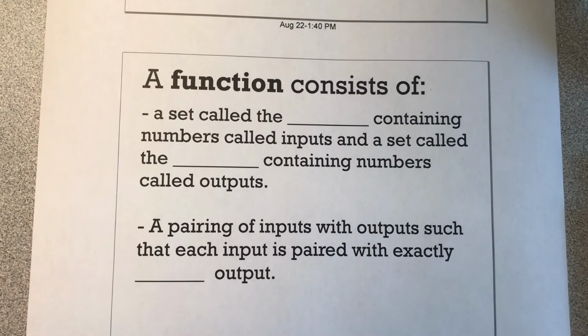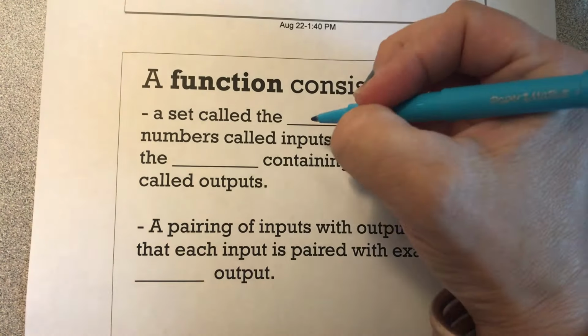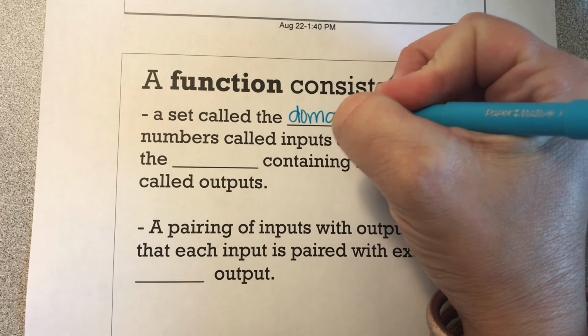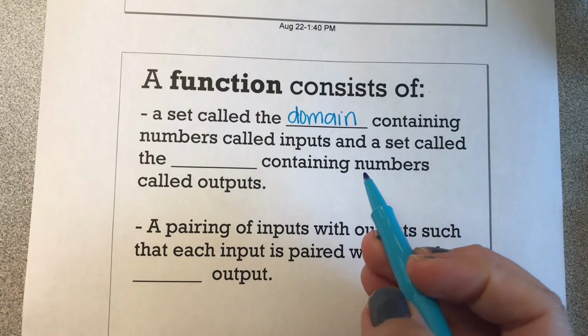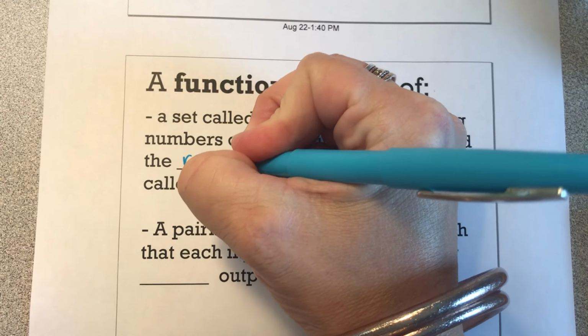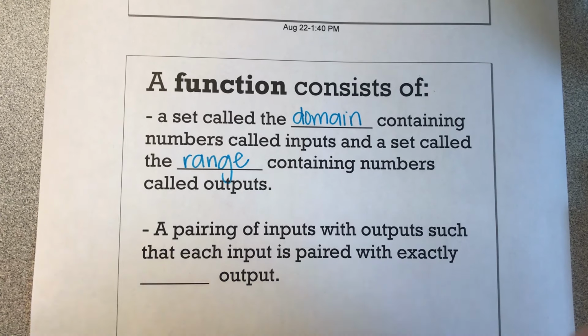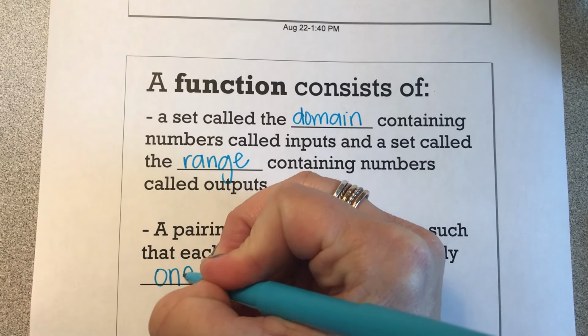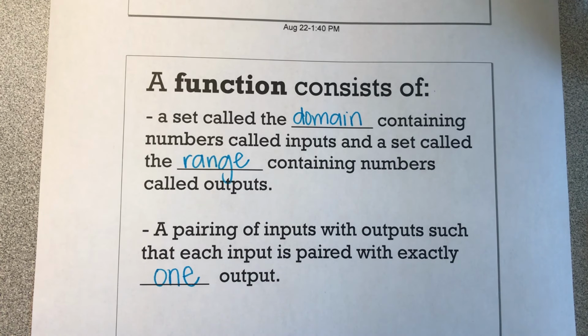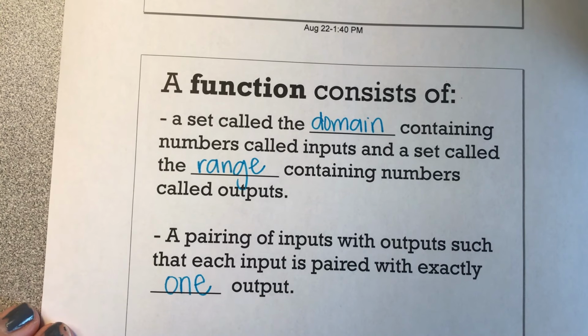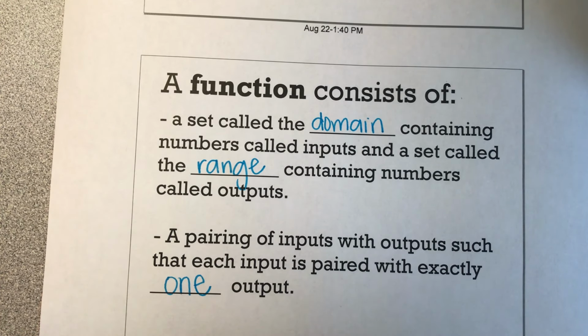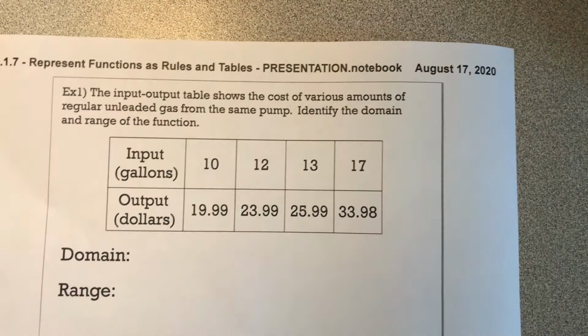Okay, so a function consists of two things: a set called the domain, which is containing the numbers called inputs, and then a set of numbers called the range, which is the numbers that are the outputs, and a pairing of inputs with outputs such that each input is paired with exactly one output. Okay, so domain is what you're putting in, range is what you're getting out, and every input can only have one output. So let's look at a couple examples so you can see what I'm talking about here.